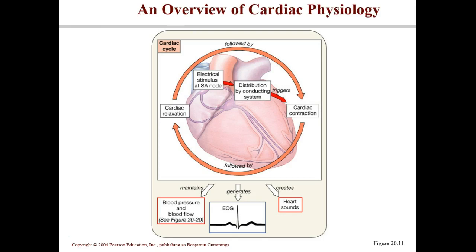The overview of physiology: this cardiac cycle is one complete heartbeat where you have relaxation followed by contraction. The stimulus happens in the SA node, then is passed via this conducting system through all parts of the heart. The cardiac cycle maintains blood pressure, generates an EKG, and creates the heart sounds.